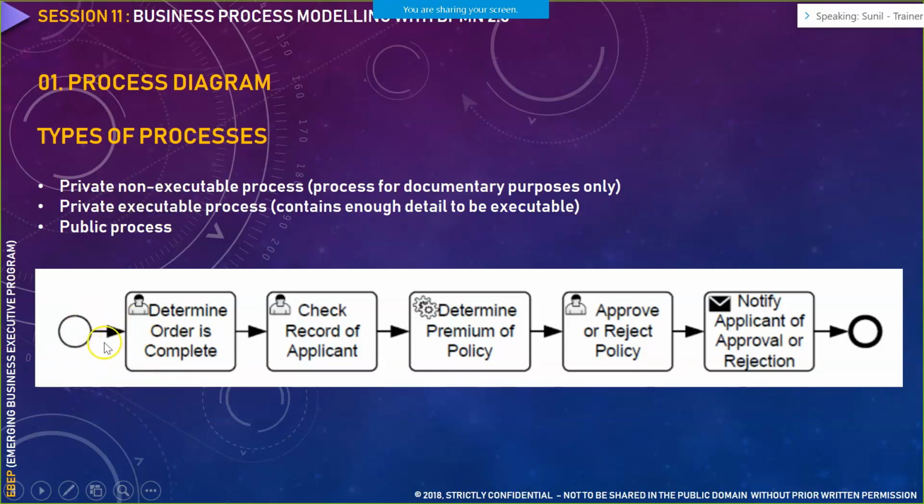Here, if you see the process flow, it starts with determining whether a particular order is complete or not. After that, it checks the record of the applicant. After that, it determines the premium of the policy. Then it approves or rejects the particular policy, and after that it notifies the applicant of approval or rejection. Now this is a typical insurance domain process flow, wherein we first determine whether the order is complete. Order is complete as in, whatever quotation has been given, the quotation is complete or not.